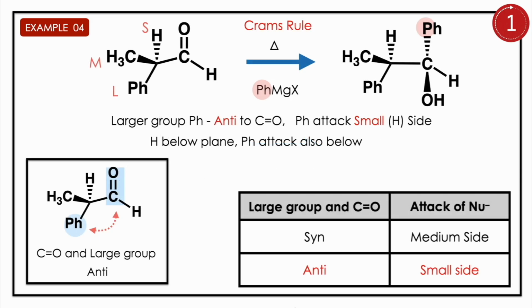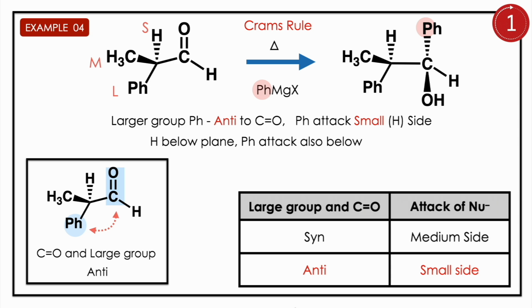Here you don't have any coordinating group. At the carbonyl alpha position you have a chiral carbon. The attacking species is a nucleophile. So Cram's rule. The first step will be identifying large, medium and small. Phenyl is the large group. Methyl is the medium group. Hydrogen is the small group. We should find the relationship between large and carbonyl. Large and carbonyl are opposite to each other, both at 180 degrees. So large group and carbonyl are anti. The attacking species will be on the small side.